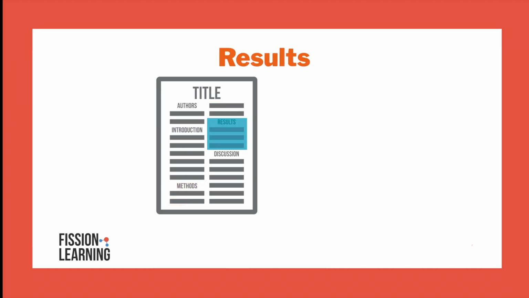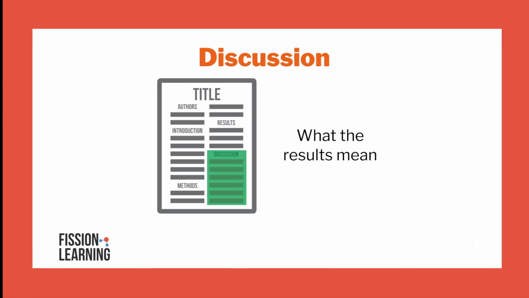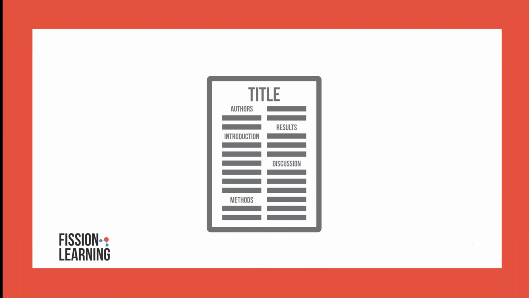Fifth is the results, so that's what they found out from their experiment. And finally, sixth, it's the discussion. That's what the results mean. Now let's move on to the activity.